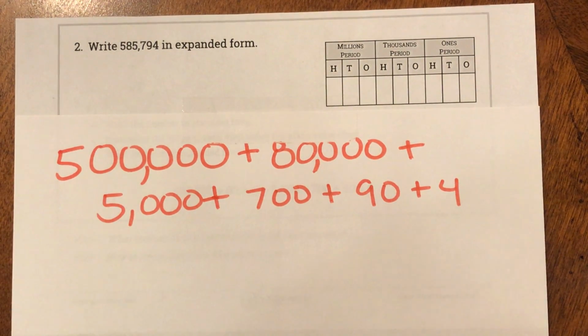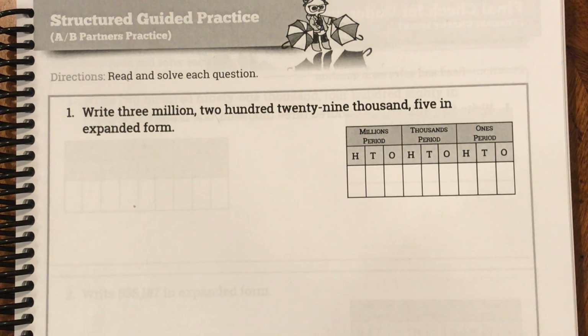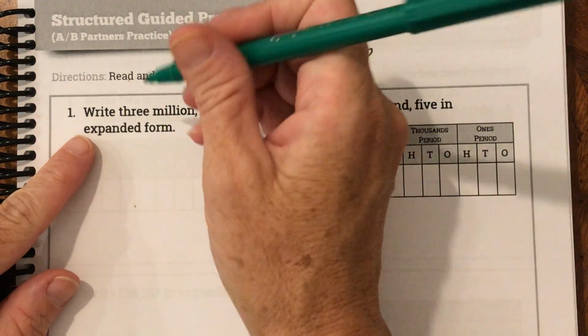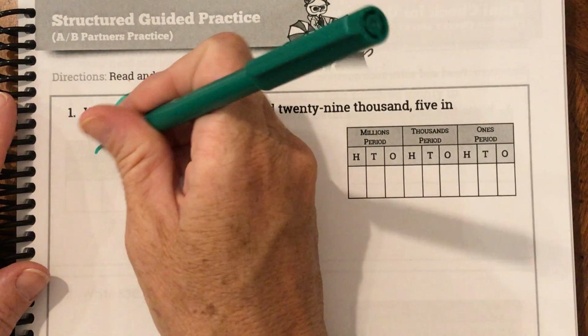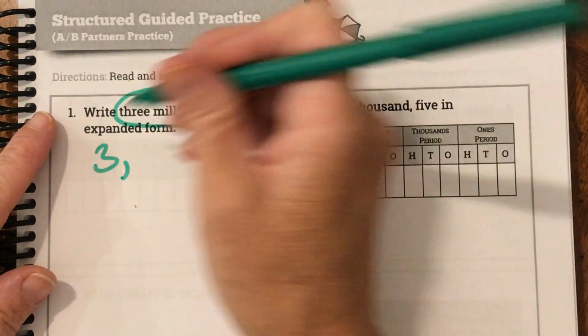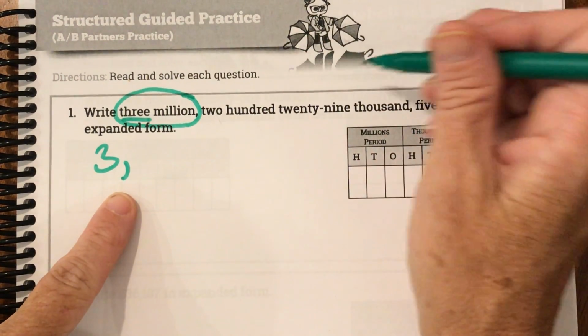Okay, so let's do some together. We are on page 10 in your student journal. Page 10, and here is our first one. Write 3,229,005 in expanded form. Okay, so we first have to put this in standard form. So I'm going to separate my periods. So I see my first period is 3 million. So 3 million, because 3 is just my number, and then million would be my comma.